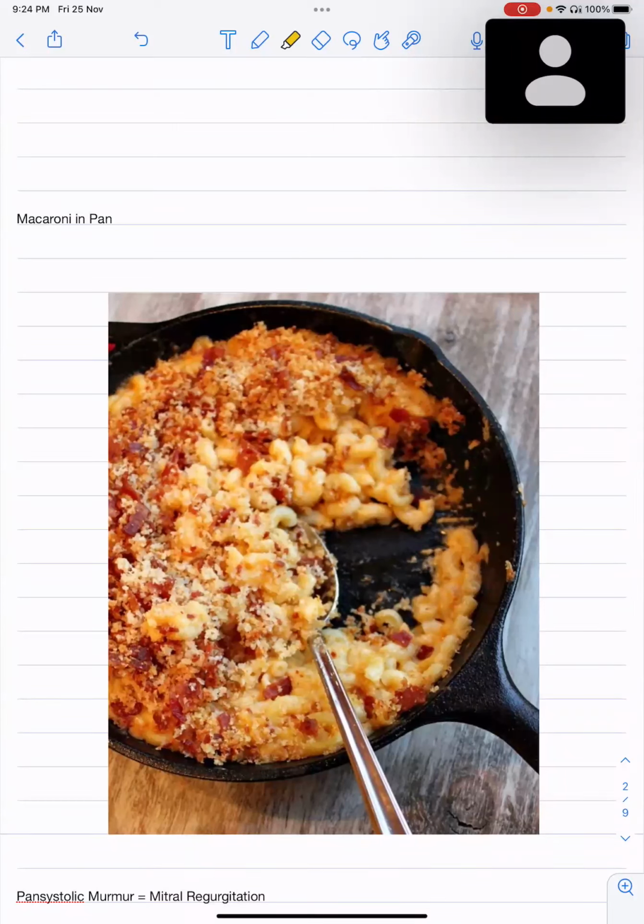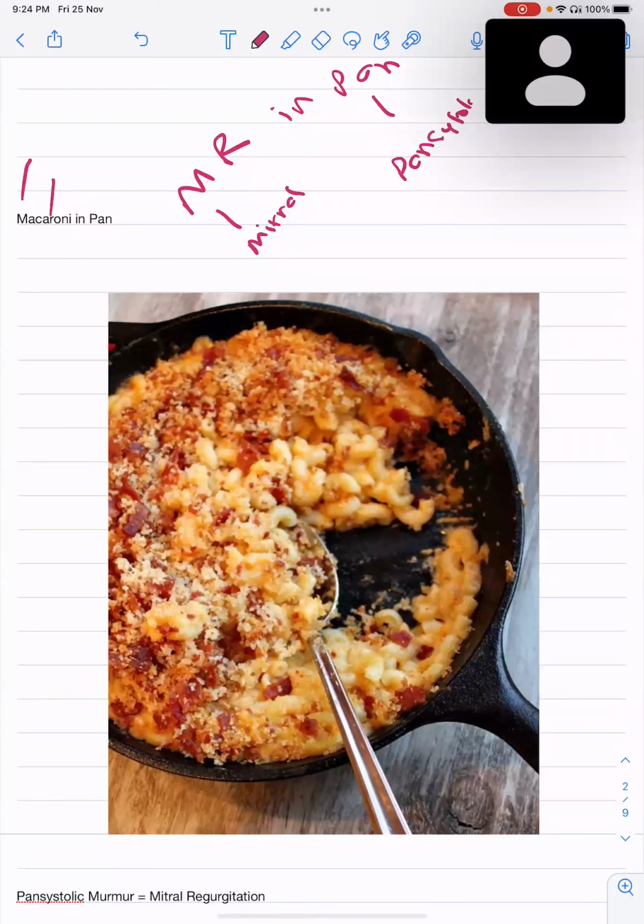But when you remember macaroni in pan, it's going to make it really simple for you guys. Now let me explain how. What is macaroni in pan? It's basically MR. We have R over here and M over here in pan. So that is mitral regurgitation in pansystolic murmur.